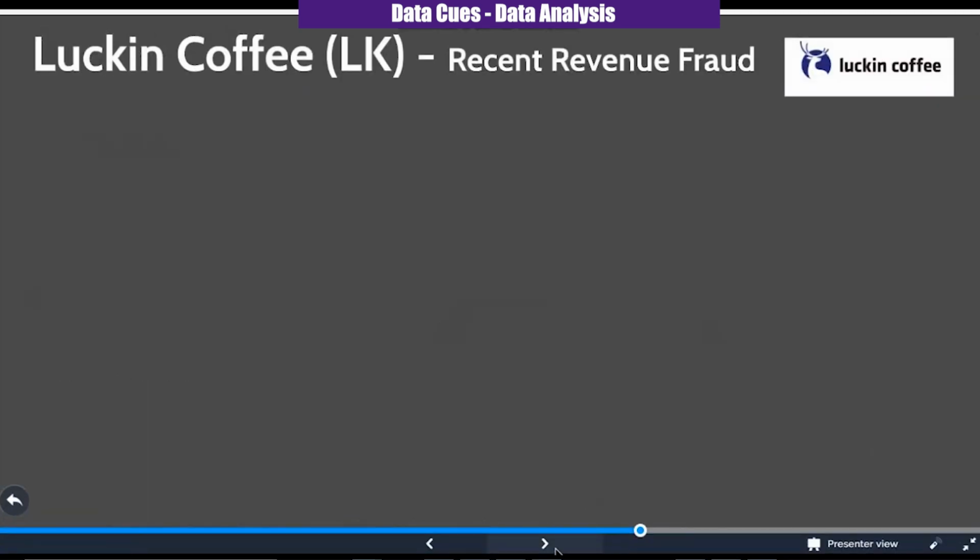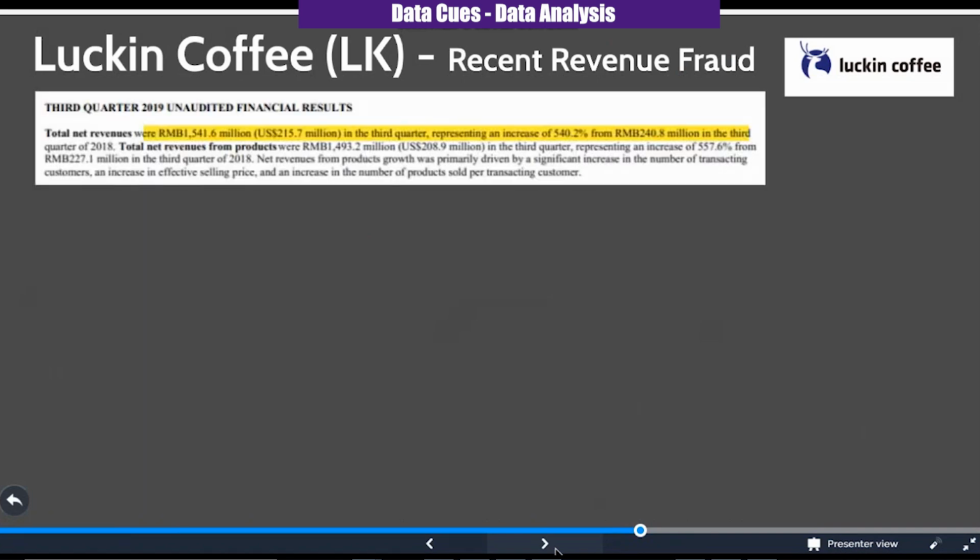I wanted to talk briefly about Luckin Coffee when we do data analysis. If you've heard about Luckin Coffee, there was a recent revenue recognition fraud that occurred. Over $300 million of over-reported revenues. Now, 300 million? Well, if you look at their third quarter of 2019, they only had $215 million of sales. They're publicly traded with the symbol LK. Well, maybe not for longer. They've just been given the delisting notice.